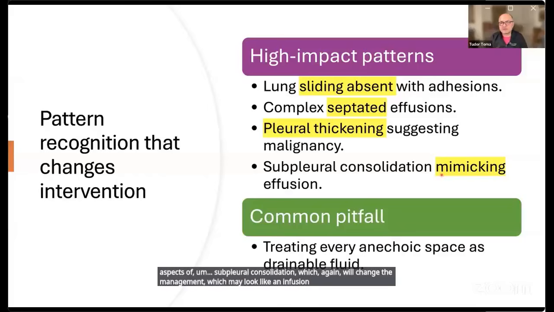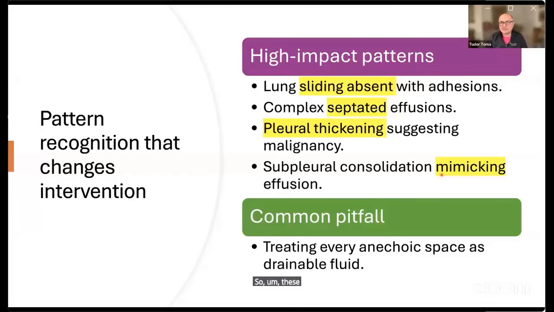effusion on the X-ray. So these patterns are important, and the common mistake here is to treat every anechoic space as a drainable fluid. I think that needs to be treated in the clinical context, and the decision should be taken considering the rest of the investigations as well. It might very well be a cystic lesion or some other pathology which requires an endoscopy, not necessarily a thoracic ultrasound procedure.